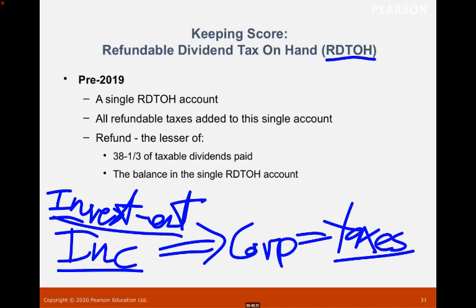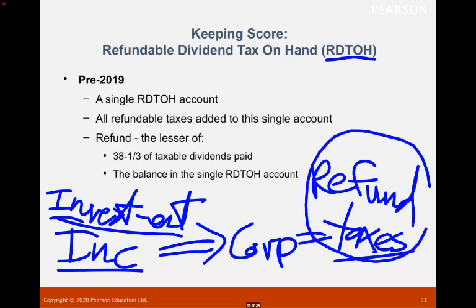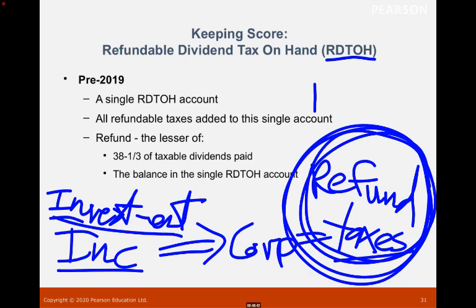You're paying these refundable taxes, the Part 1 and the Part 4. So you're building up a pot of refundable taxes. That's our RDTOH. That's a D. Refundable dividend tax on hand. This is another cumulative pot. So we're calculating along the way how much have we paid that extra tax on? Part 4 and Part 1. How much extra do we have sitting in the pot, which is refundable? Once we pay the dividends out, then we can refund it.